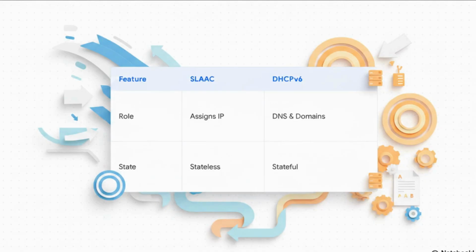Now, what's really interesting about this slide is how it shows network administrators deploying a hybrid mode. This is where SLAAC and DHCPv6 team up as the ultimate solution. SLAAC handles the heavy lifting, assigning the usable IP address while remaining completely stateless and fast. Then, DHCPv6 steps in solely to hand out the essential supplementary configurations, like your DNS information and domain names. It's the best of both worlds. You get the incredible speed and privacy of SLAAC, seamlessly combined with the robust configuration power of DHCPv6.